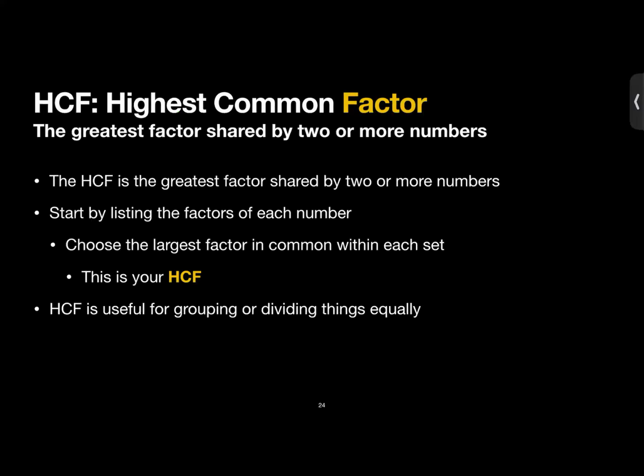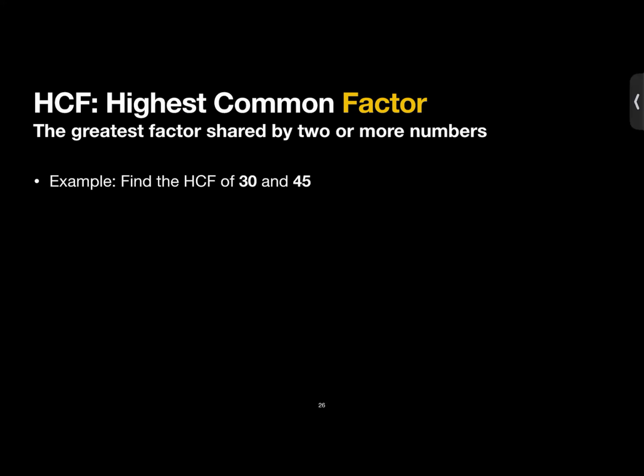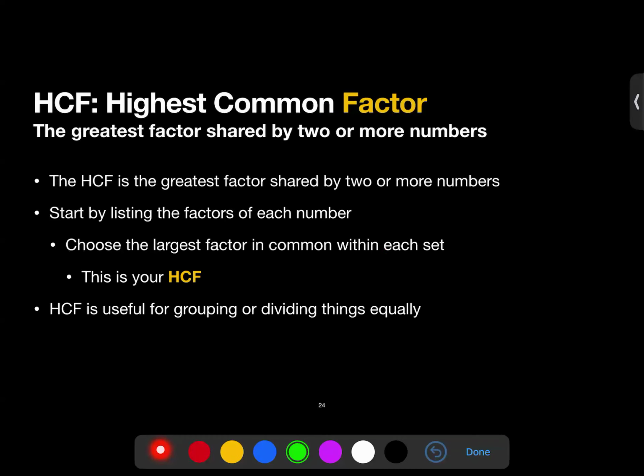So today, to finish off this topic, we will learn about HCF, which is the second part, highest common factor, and we will learn about rational and irrational numbers. The HCF, highest common factor, is the greatest factor shared by two or more numbers. So we find it in a way similar to the least common multiple.